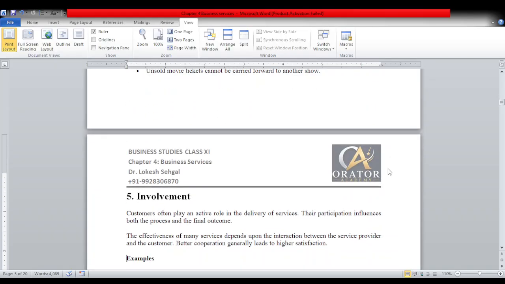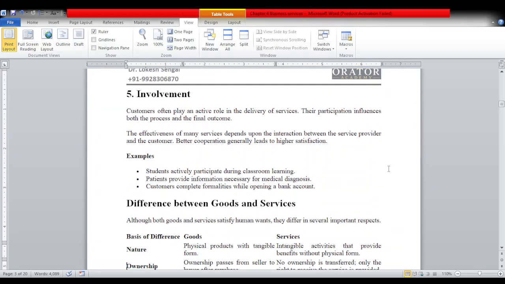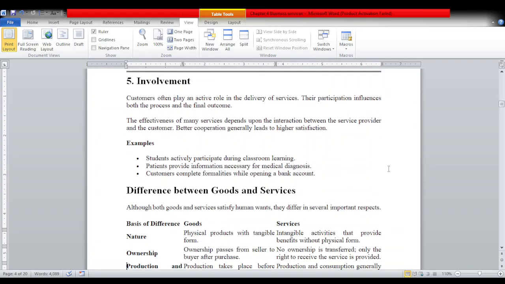Next is involvement. Customers often play an active role in the delivery of services. Their participation influences both the process and the final outcome. The effectiveness of many services depends upon the interaction between the service provider and the customer. Better cooperation generally leads to higher satisfaction. For example, a student actively participates during classroom learning, patients provide information necessary for a medical diagnosis, and customers complete formalities while opening a bank account.